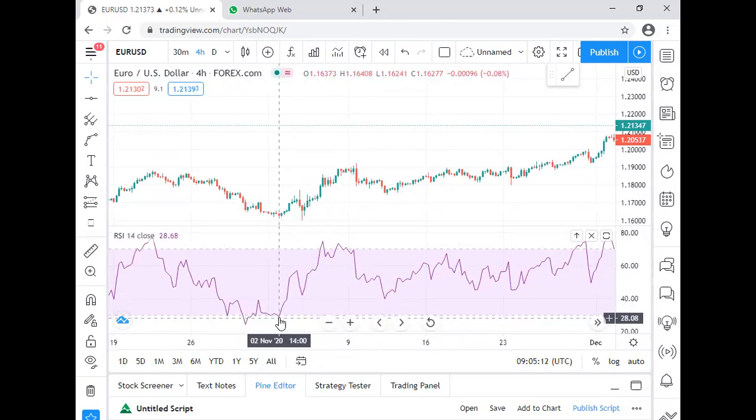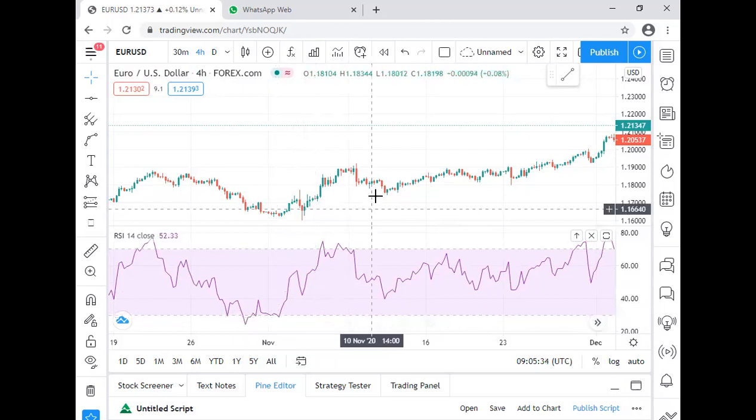So in this case here, I'm going to be using it as an instance for the oversold region, because RSI at this point is at 28.68, which is below our 30, which is for the oversold region, which signals that price is going to reverse to the uptrend.